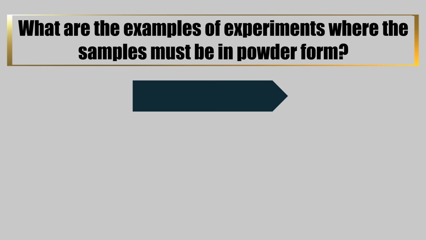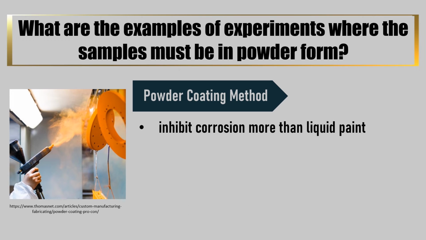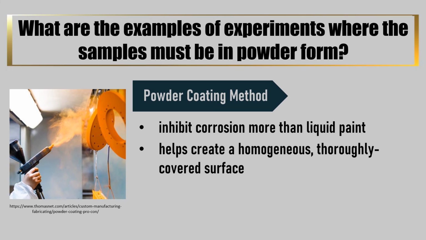Another example of an experiment is the powder coating method. Powder coating has been shown in studies to inhibit corrosion more than liquid paint. Powder coating metal helps create a homogeneous, thoroughly covered surface. This evenly covered surface helps prevent the metal from interacting with other metals and the immediate environment.